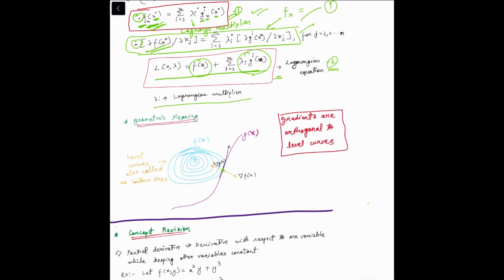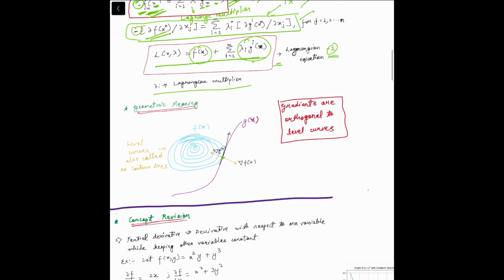We'll understand the mathematical definition much better if you understand the geometric intuition behind the Lagrange multiplier. In the diagram, f of x is a multivariate function and the contour lines represent level curves. You can think of these curves as obtained after cutting a 3D graph at a certain level. Here g of x is the constraint function.